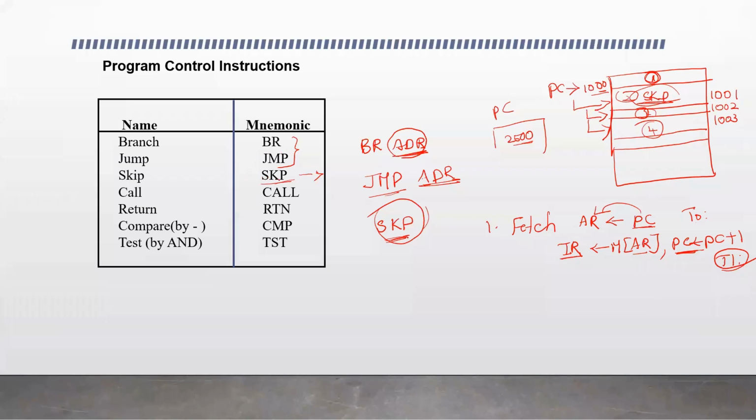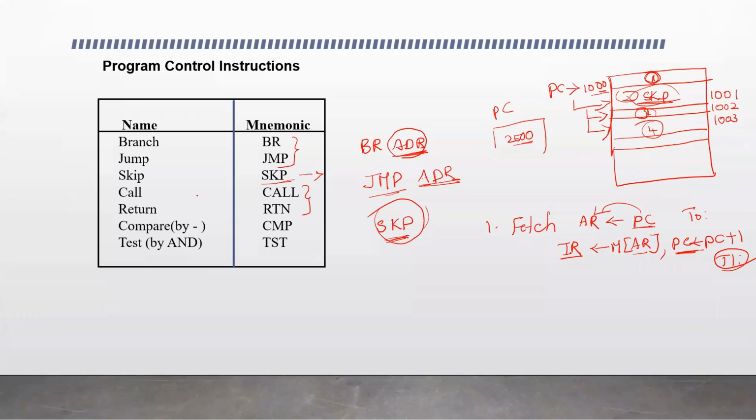Okay, this is a skip instruction. It's a zero address instruction. It is always to skip the next instruction. And the next instructions, call and return. Okay, these two instructions are used with the subroutines.